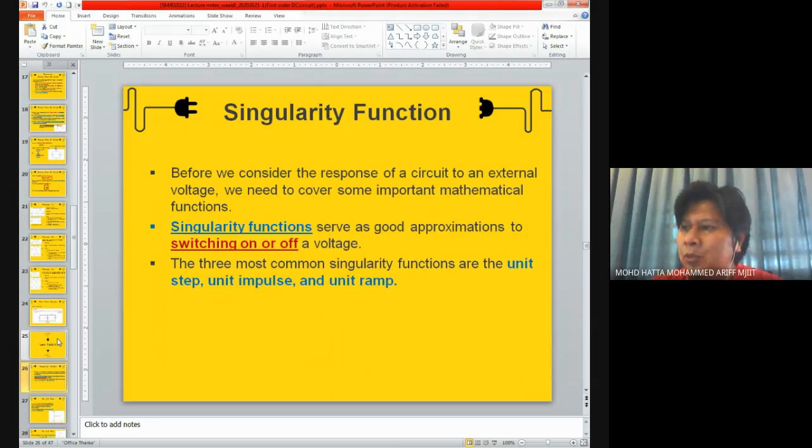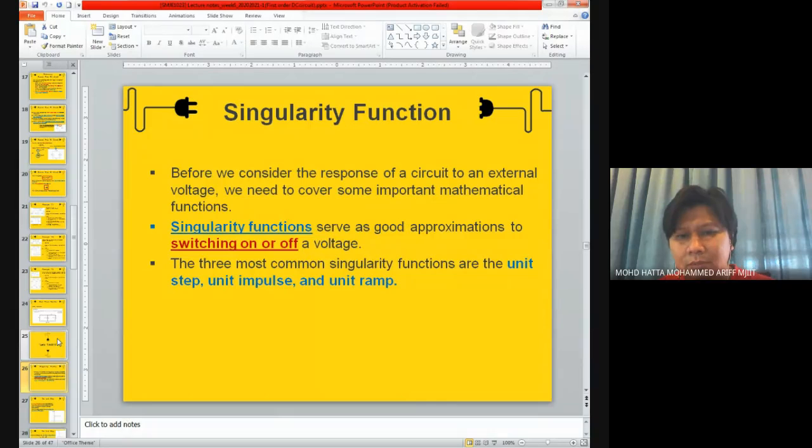Here we have three most common singularity functions. We have unit step, unit impulse, and unit ramp. For your case, I will not ask unit impulse and unit ramp for this course. Only circuits consisting of unit step. However, you also need to understand what it means by unit impulse and unit ramp. It's useful maybe later on in your second year, third year, when you say, oh, I've already learned this one. This one is unit impulse and this one is unit ramp.